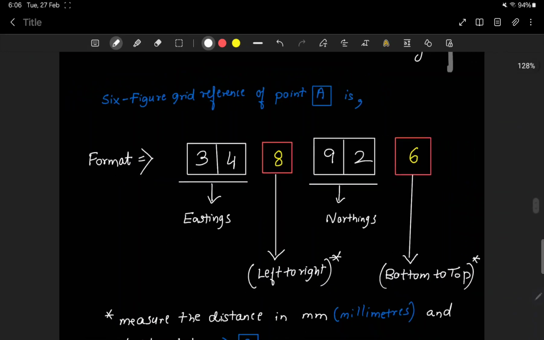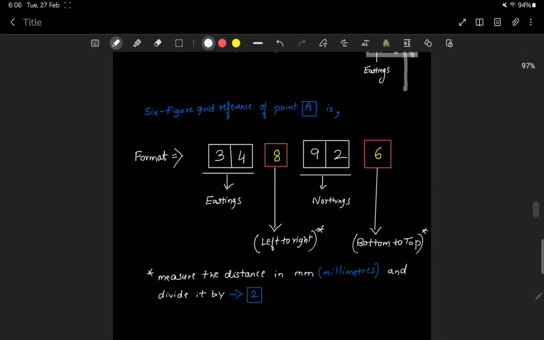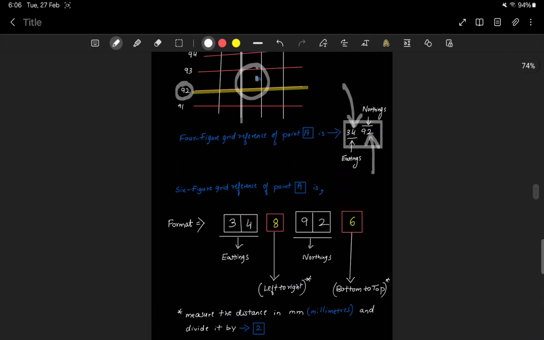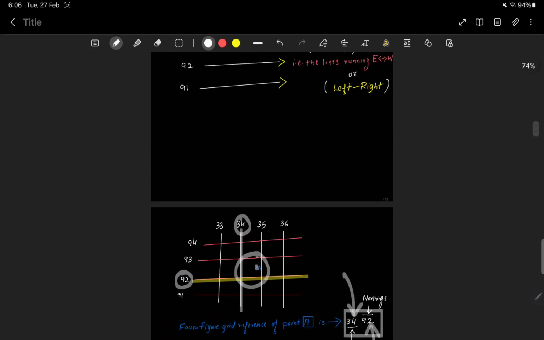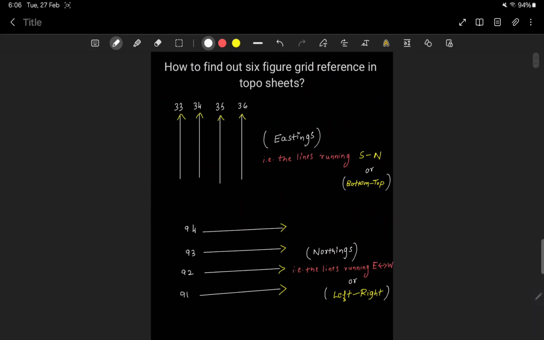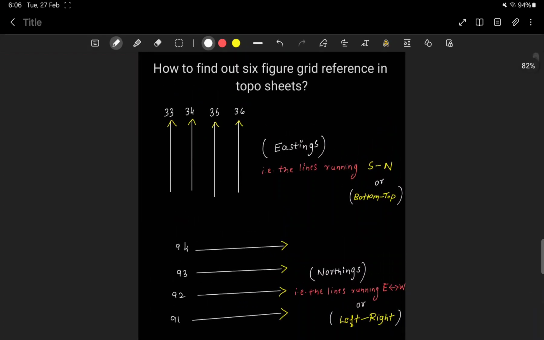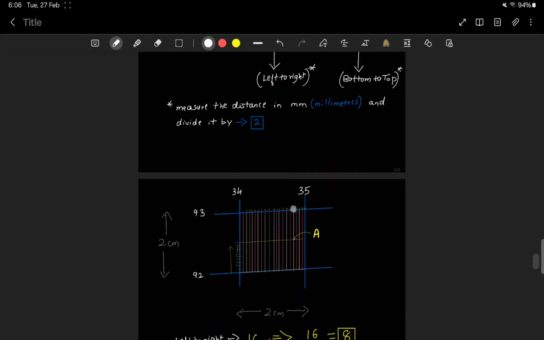So this is how we got the 6-figure grid reference of point A overall, and that is 348926. Now I hope you have a better understanding of the 6-figure grid reference, and it is very easy to find out.